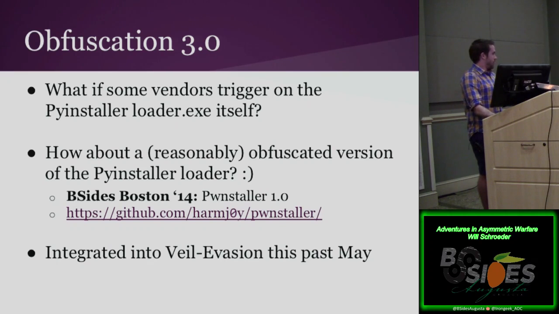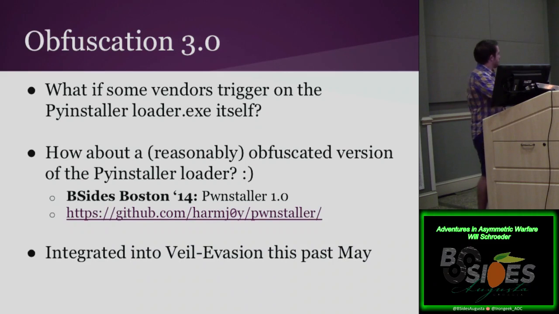That took a little effort, but we figured out how to recompile the PyInstaller loader in Kali. Then we thought, if we're doing that, why not obfuscate the source as much as we can? This past spring, I gave a talk at BSides Boston called PyInstaller 1.0. It uses the randomization as well as all the string processing and method call nesting that I just talked about. It puts all that into the PyInstaller source, and if you choose the PyInstaller option in Veil-Evasion, it'll generate an obfuscated, unique PyInstaller loader every single time you generate a payload. We integrated this into Veil-Evasion this past May.